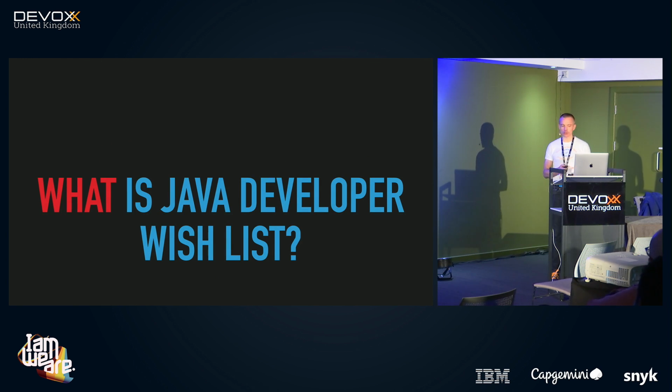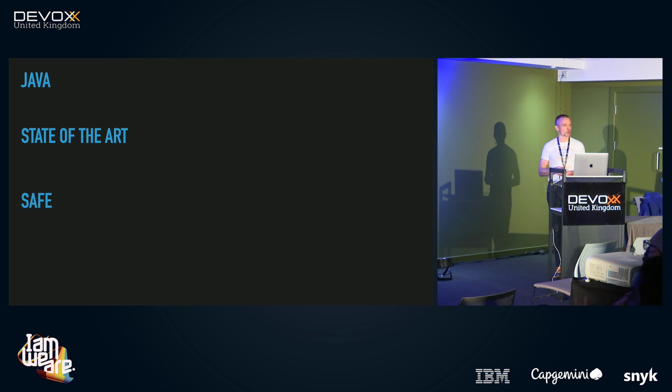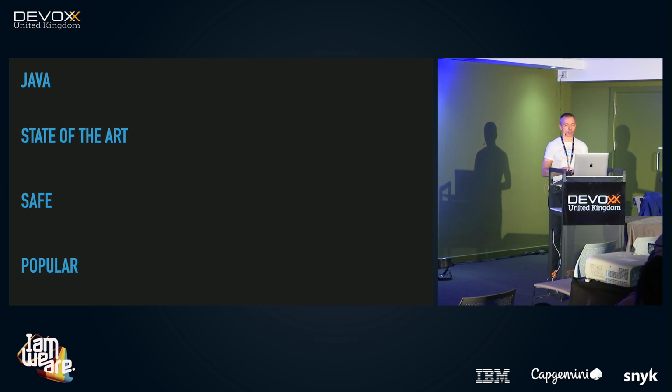But now coming to that wish list, I told you that I've got 12 criteria, and here we go. The first one is, of course, Java. When we build front ends, we would like to use Java. We'd like to use state-of-the-art. I'll explain that in a second. We want to pick an option that's safe. I also explain that in a second. And I also explain what I mean with popular.